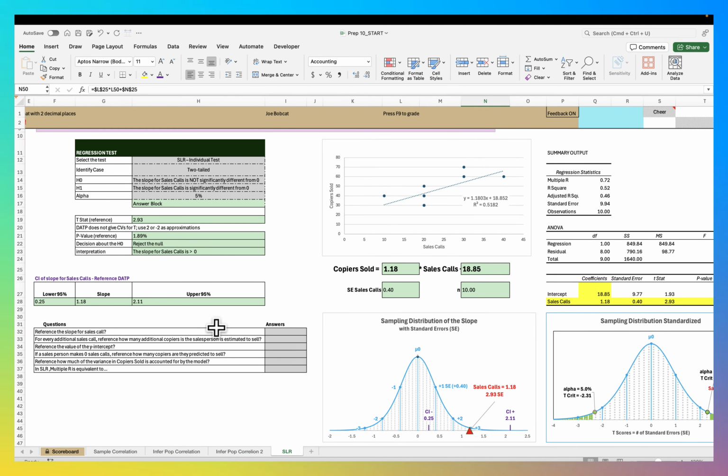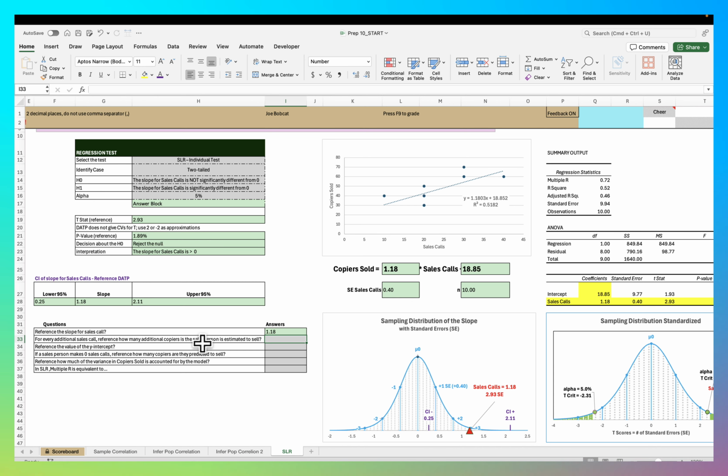So reference the slope for sales calls. Remember, the slope is the coefficient of sales calls. You can reference it here, or you can reference it here. Doesn't matter, I'll reference it here just so you can see the connection to the data table. So it's the coefficient. That is the slope for sales calls. The coefficient for the intercept, remember, that's a hard value. That's just where this line, if you extended it out, would cross the x-axis. And it does look like it would cross about there at 1885.